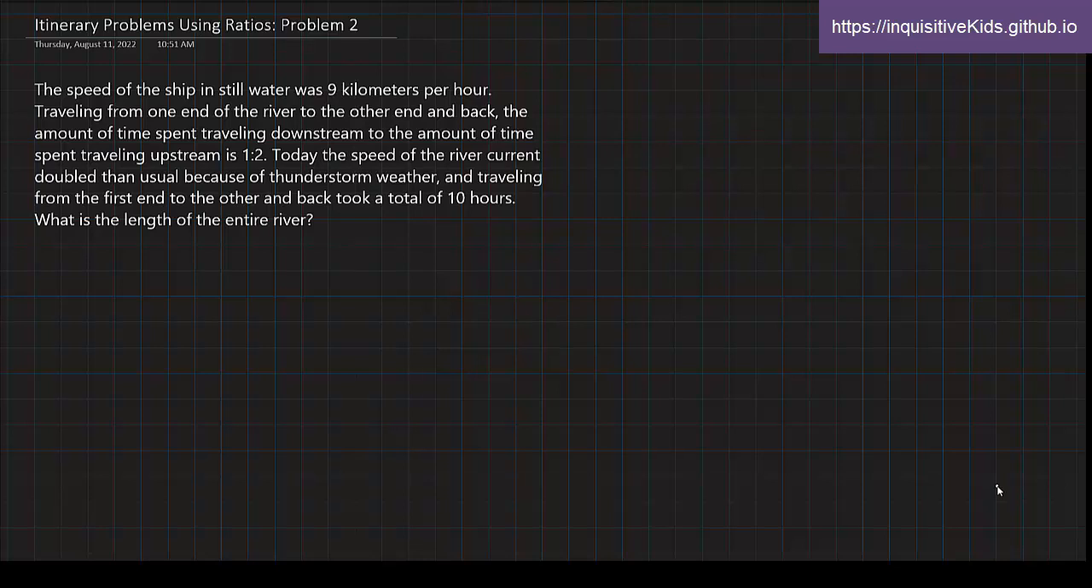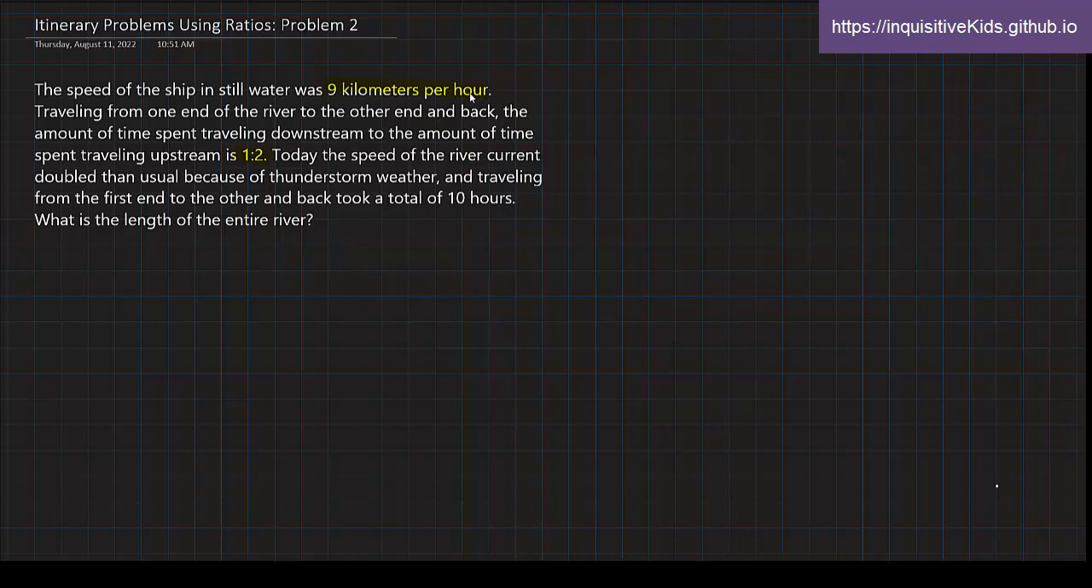Problem 2. The speed of the ship in still water is 9 kilometers per hour. Traveling from one end of the river to the other end and back, the ratio of the amount of time spent traveling downstream to the amount of time spent traveling upstream is 1 to 2.